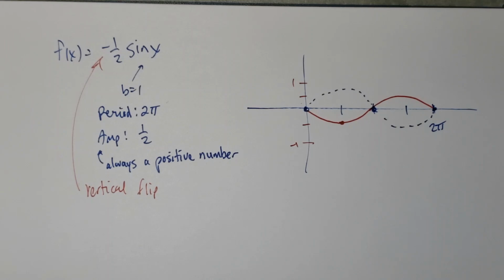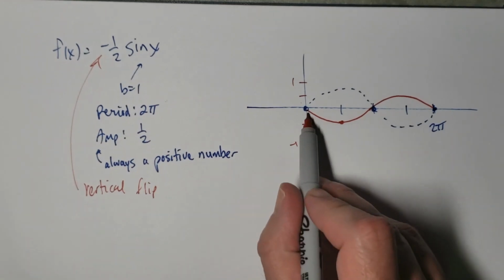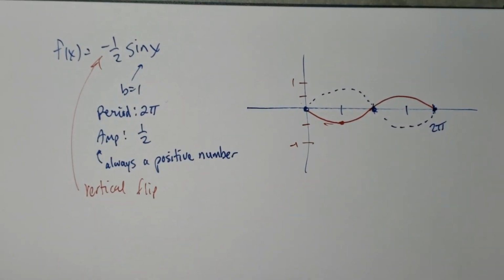Okay, so if there's a negative out in front, the amplitude's still positive, but there's a vertical flip, which means you start out going down.